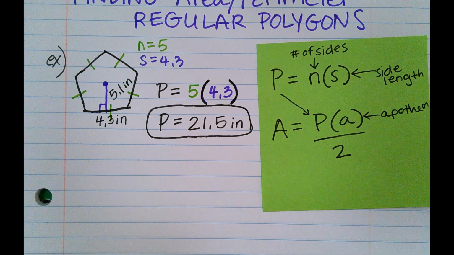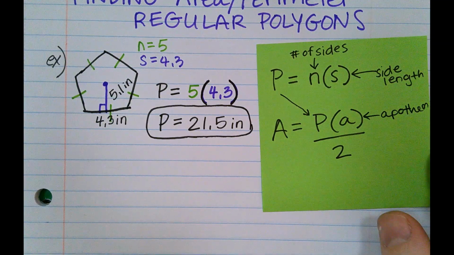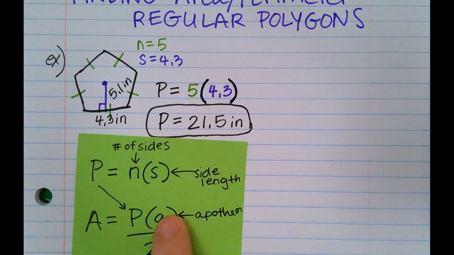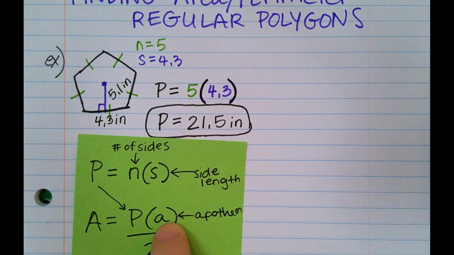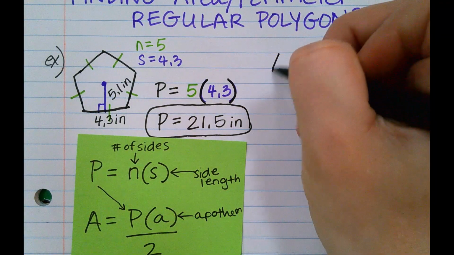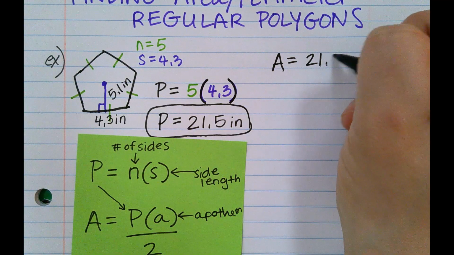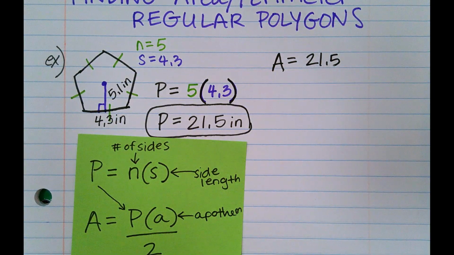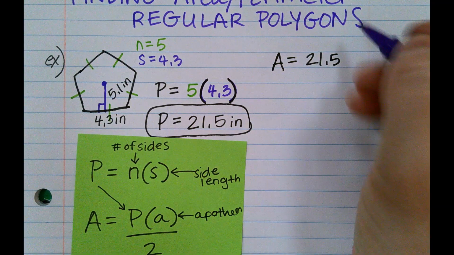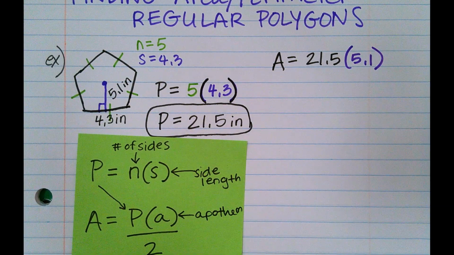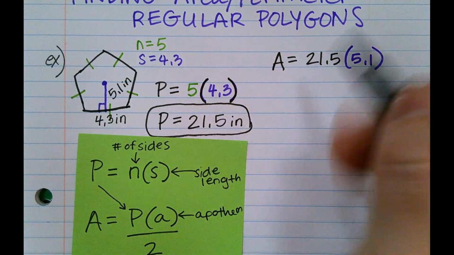How can I now find the area? We want to take that perimeter, multiply by 5.1. That's the apothem. Okay, so area equals my perimeter, 21.5 times 5.1. And is that all I need to do? You have to divide it by 2. I will also need to divide by 2.